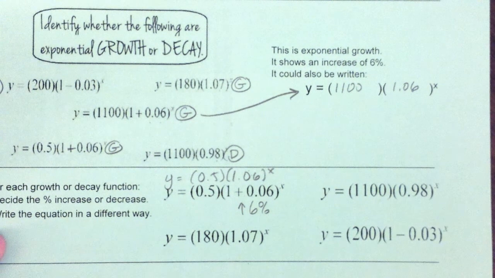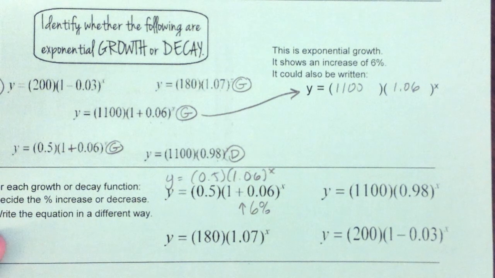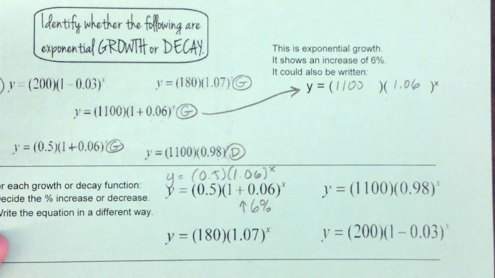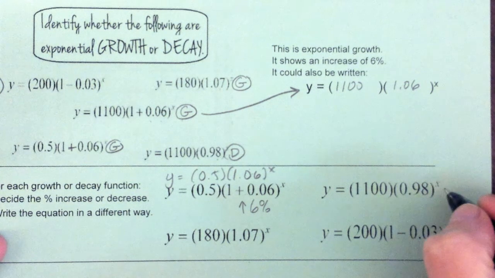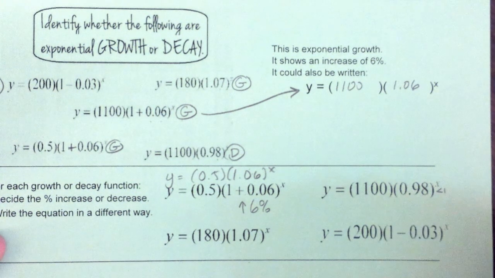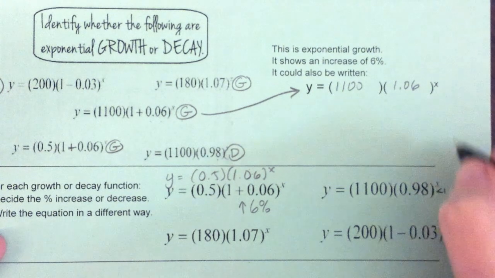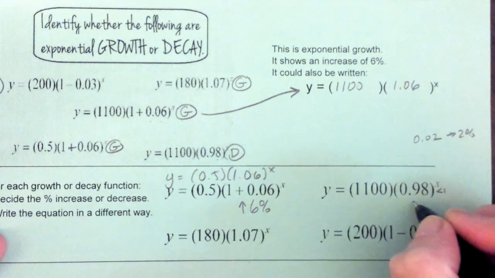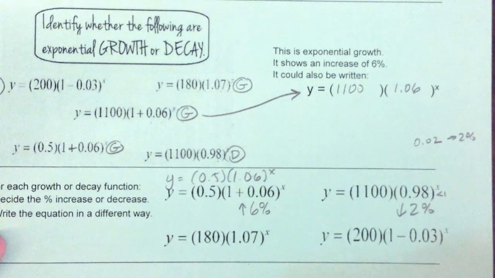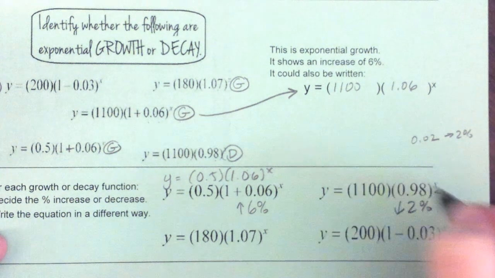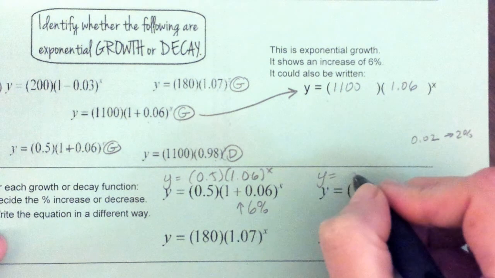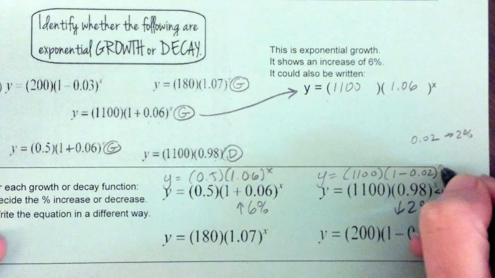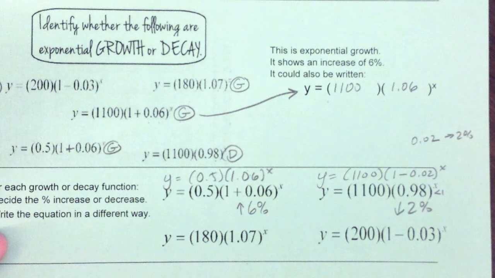Let's look at this one here. What do we have here? Do we have increase or decrease? Or do we have growth or decay? Why do we have decay? Well, we have decay because this is less than 1. So that means I have how much less than 1? Well, it's 0.02 less than 1, which is 2%. So I have a 2% decrease. The other way I could write this is, since I know that it decreases by 2%, I could say y equals 1100 times 1 minus 2%, written as a decimal, to the x power.